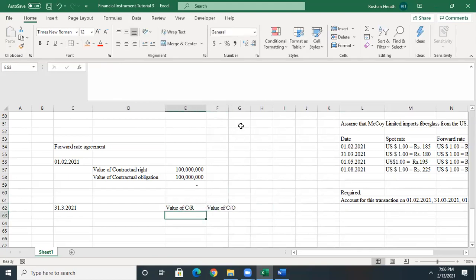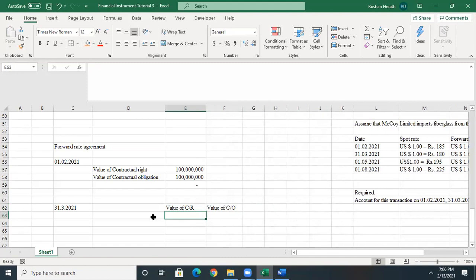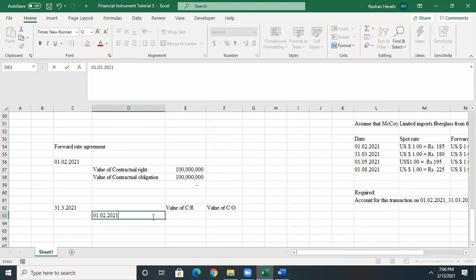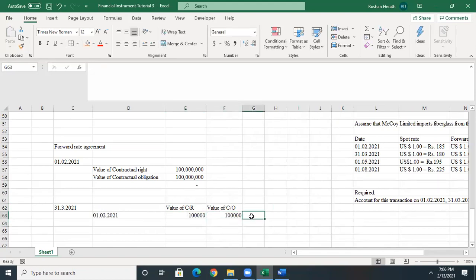Right, so now let's look at the initial point. On 1st of February 2021, the value was 100,000. Let me take the figures in thousands, so there is no valuation over there.